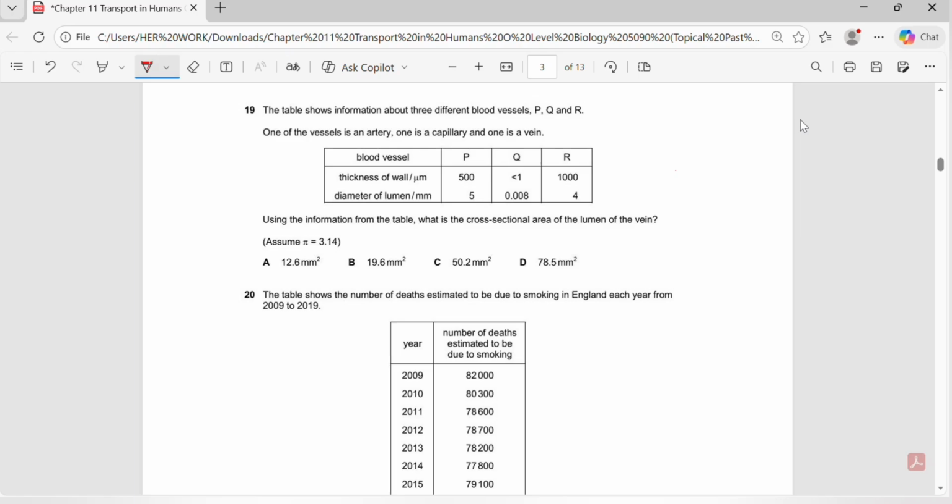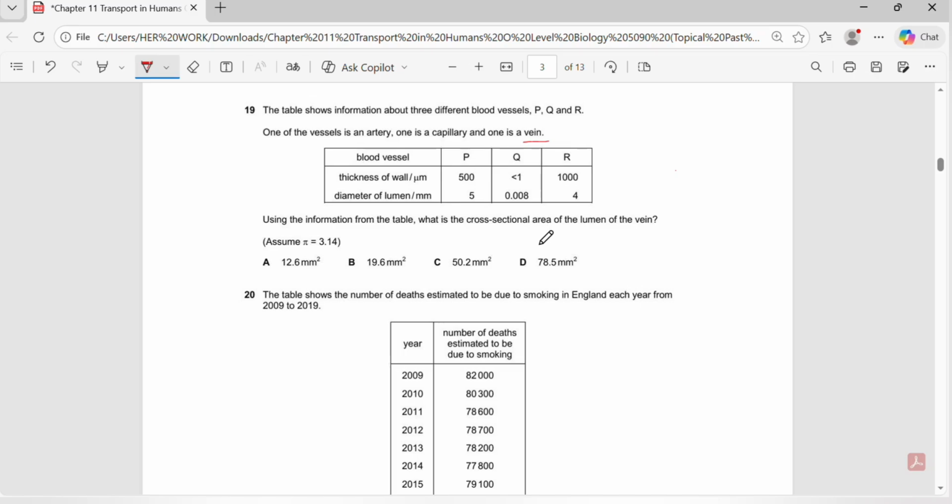Next, we have a question that says, the table shows information about 3 different blood vessels, P, Q and R. One of the vessels is an artery, one is a capillary and one is a vein. Using the information from the table, what is the cross-sectional area of the lumen of the vein? We are also told to assume that pi equals 3.14. To solve this question, the first step is to identify which blood vessel is the vein.